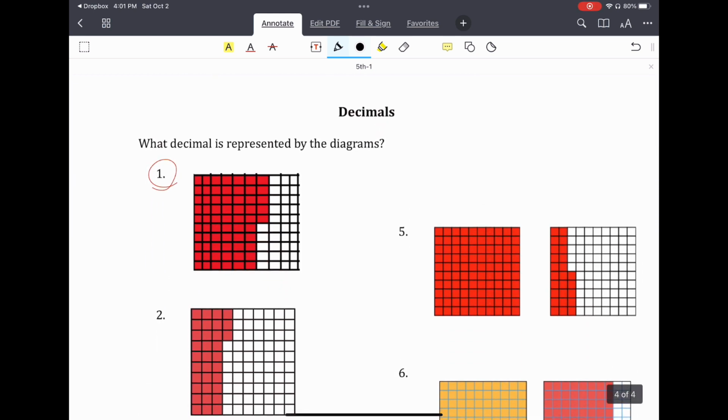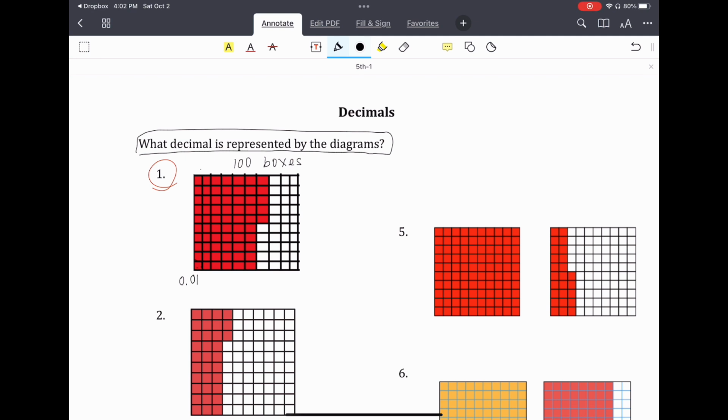Now the last section is the intro to decimals. It says what decimals are represented by the diagrams. So over here we have models for us. We're only going to go over number 1 over here. As you can see, there's 100 boxes in here. The concept of decimals is that each individual box is equal to 0.01.